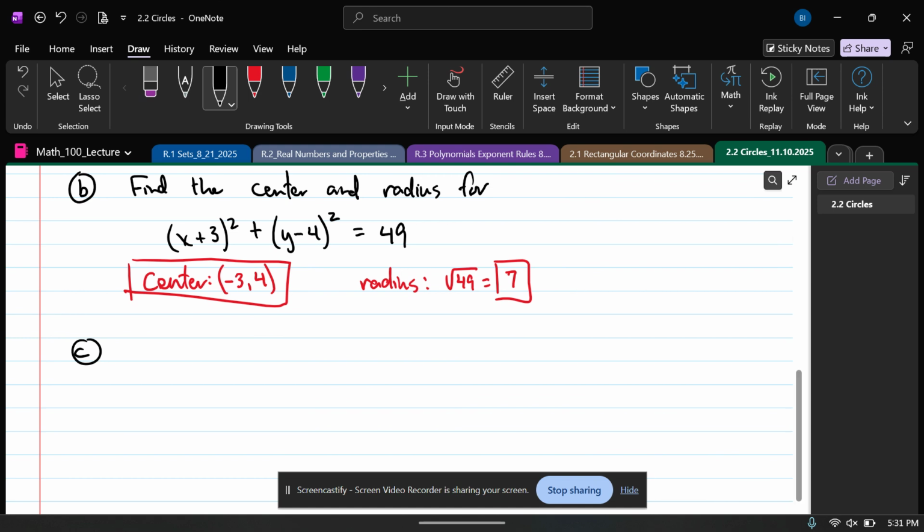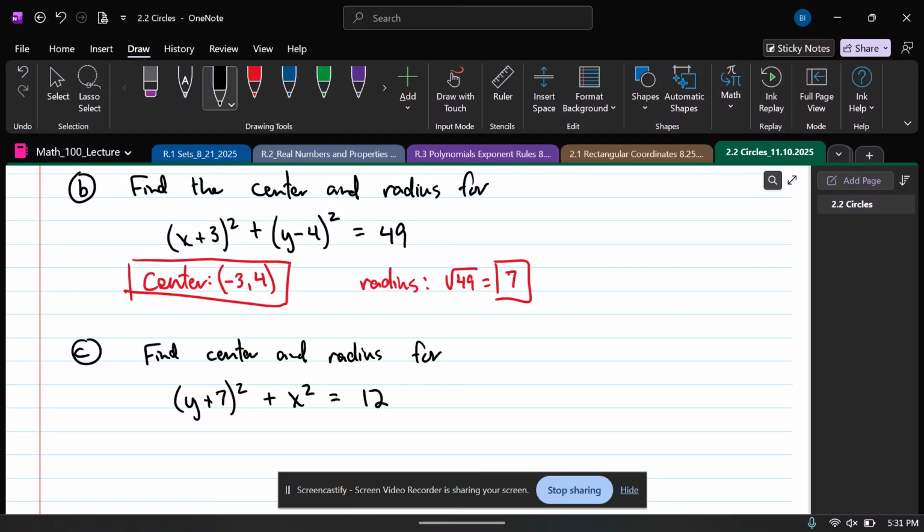Let's say we had, find the center and radius for y plus 7 squared plus x squared equals 12. I try to be tricky on this one. I'm just trying to get you exposure to the different types of things that you might see throughout your journeys with the circles.